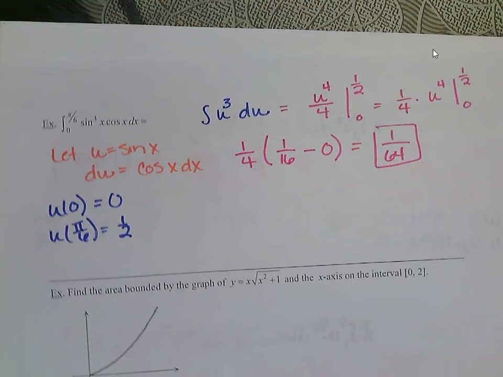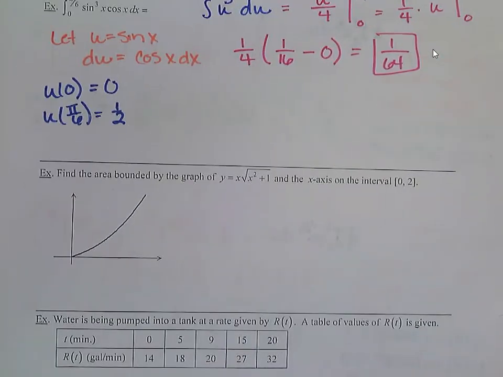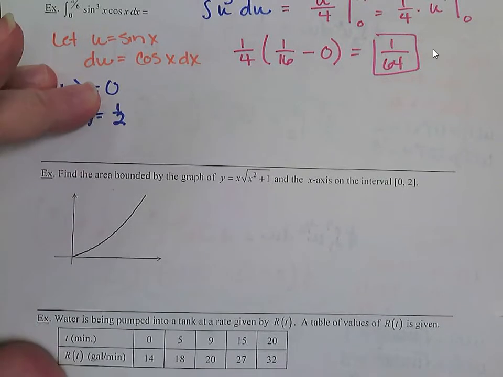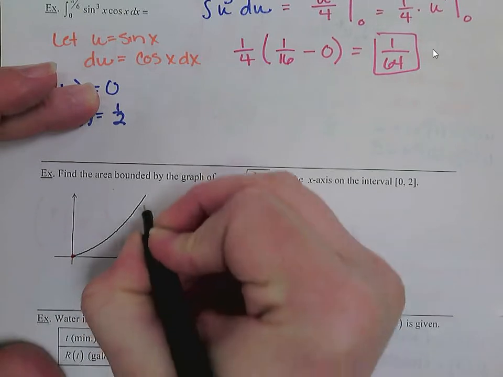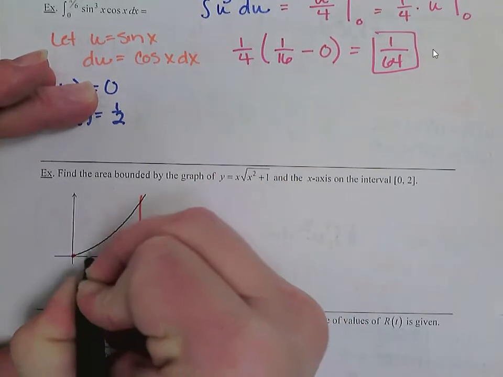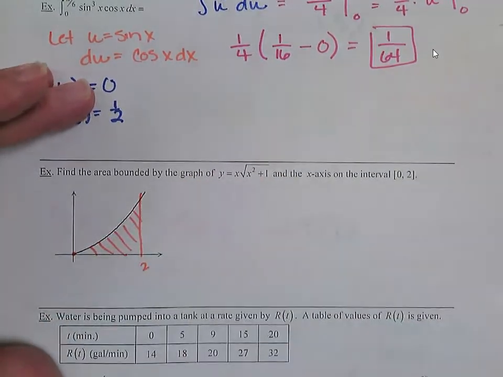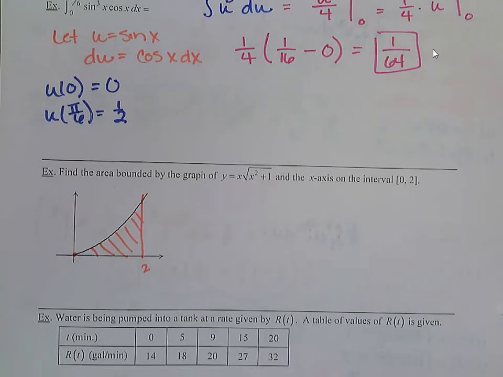Okay, let's look at the next one. This one, they want us to find the area bounded by the graph of y equals x times the square root of x squared plus 1 and the x-axis on the closed interval from 0 to 2. So they've given us the graph. We're looking for the area between 0 and 2 and the x-axis. So that area. And we know now that if we're looking for area, we should be evaluating a definite integral.